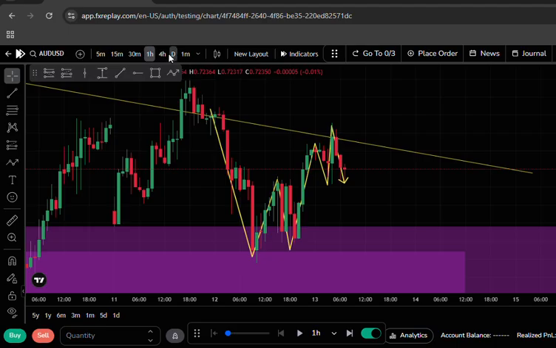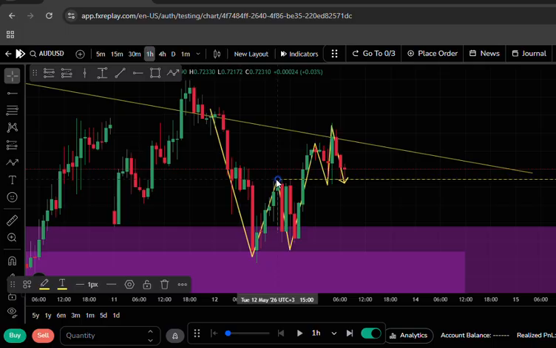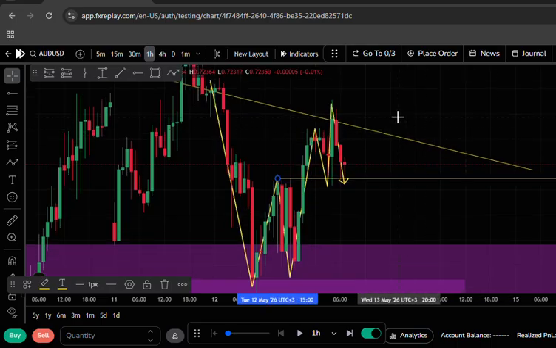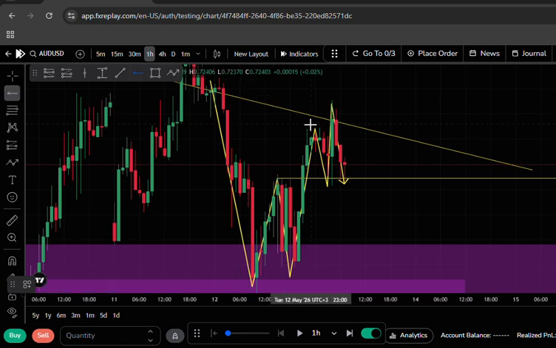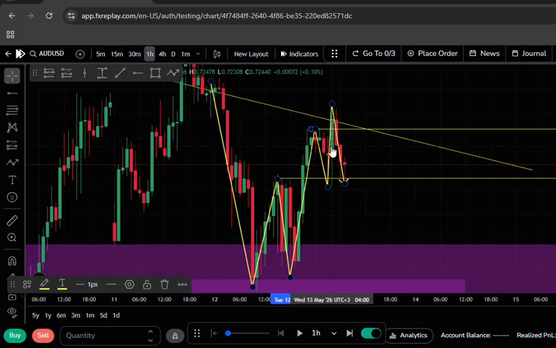Up to that point, you see the first point of significance was that change of character at this point here, the moment it thrust upward. And then the second point was the break of structure upwards, at this moment here. You see that moment, the market broke with this aggressive candle, and that confirmed a buy momentum.